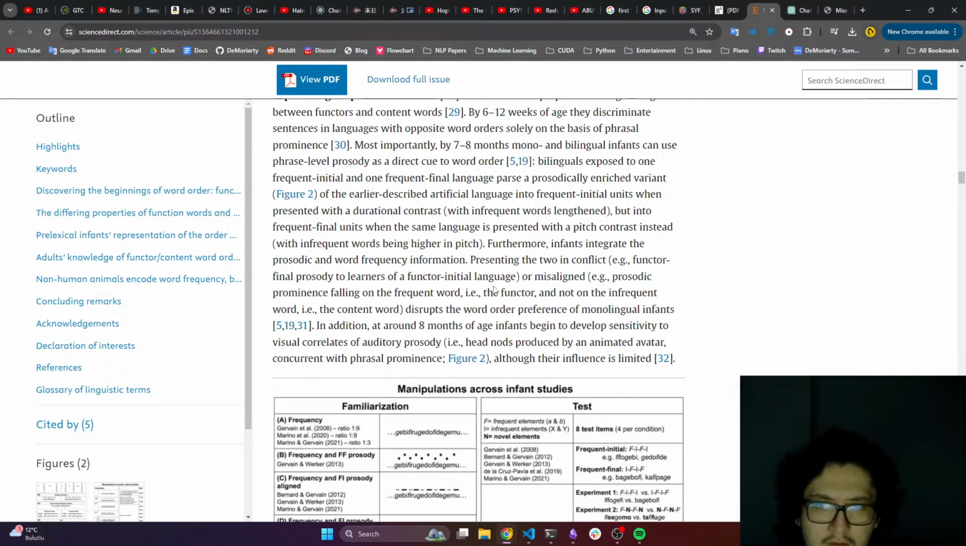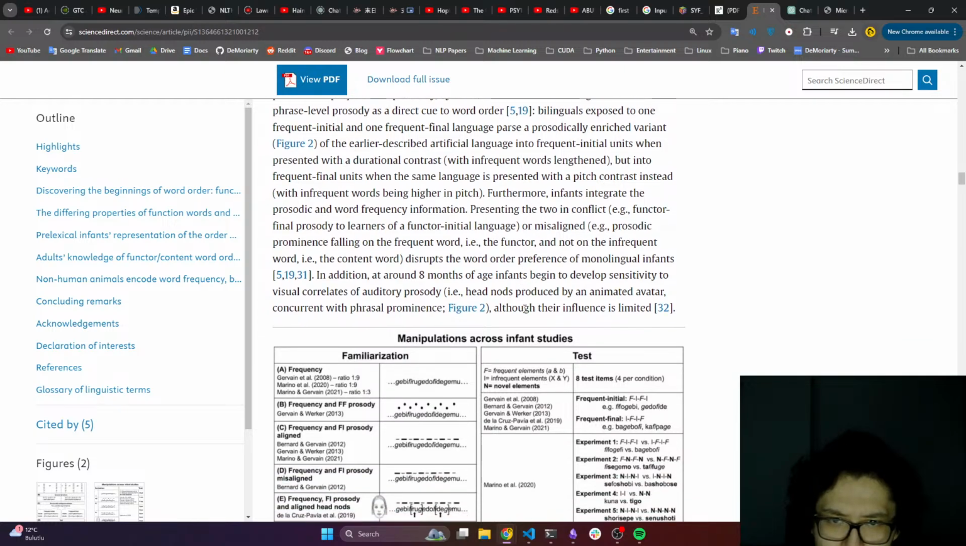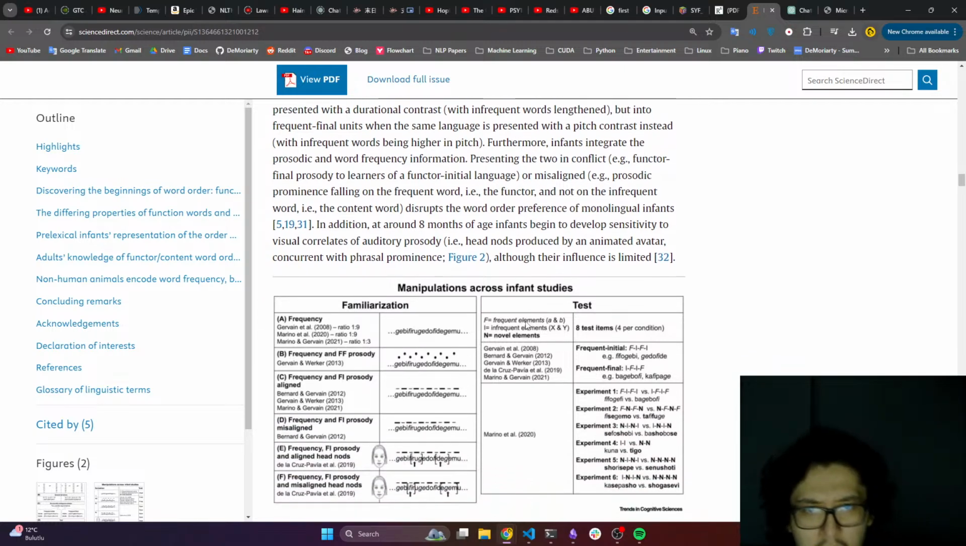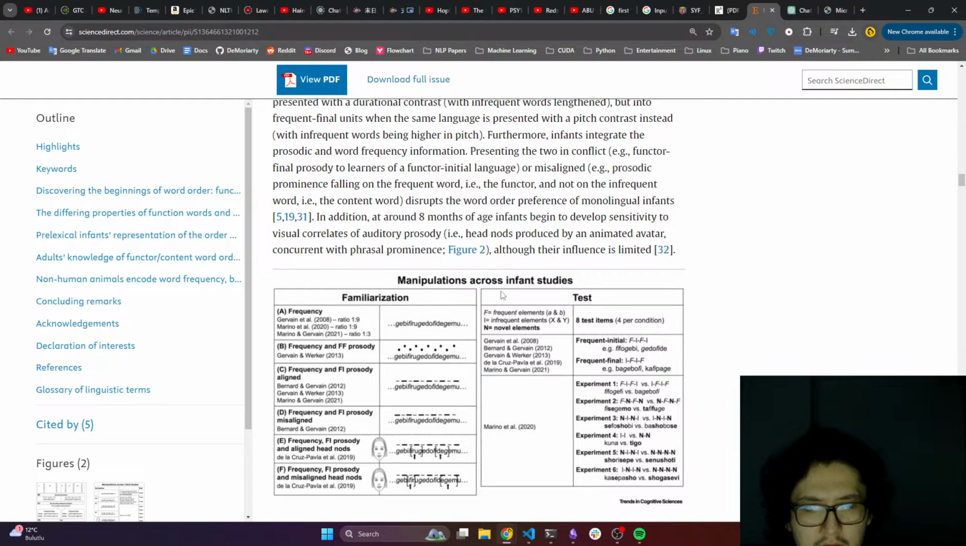Presenting the two in conflict, functor final prosody to learners of a function initial language, misaligned, disrupts the word order preference of monolingual infants. In addition, at around 8 months of age, infants begin to develop sensitivity to visual correlates of auditory prosody, although their influence is limited.